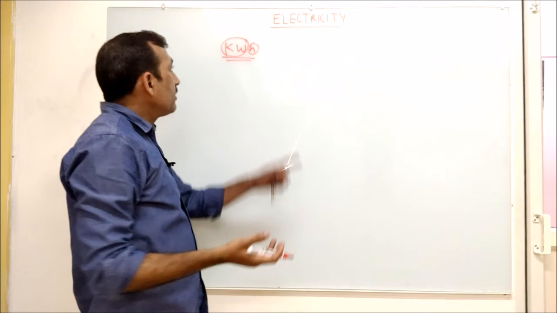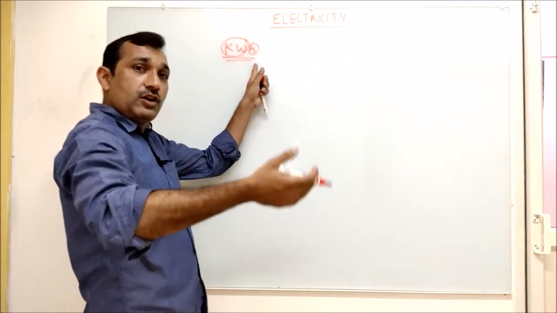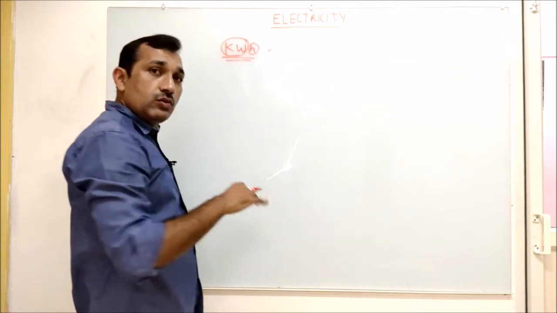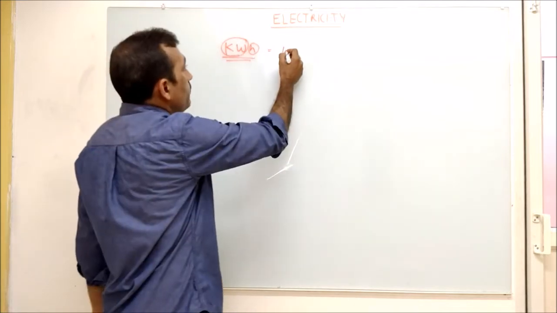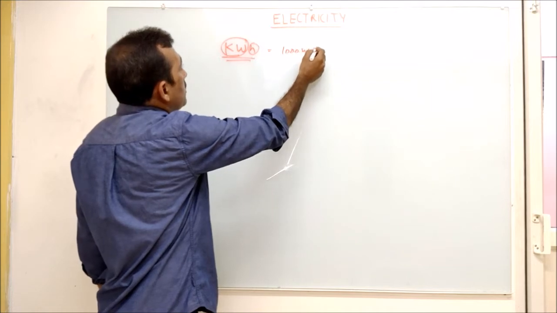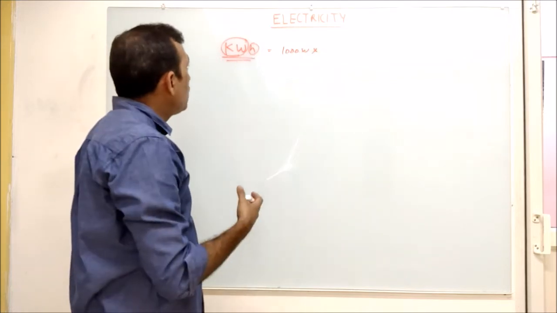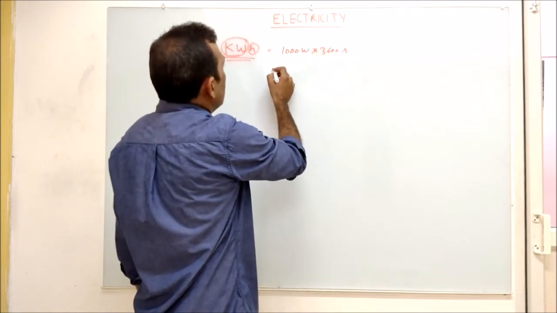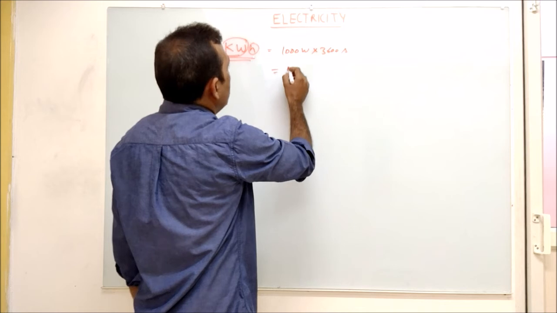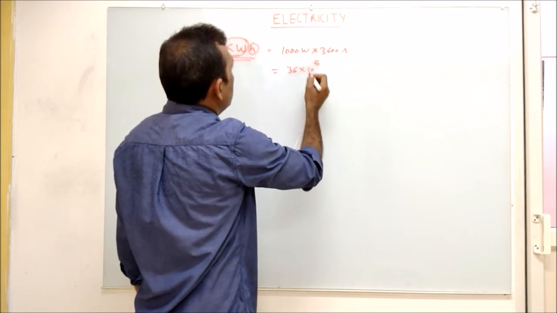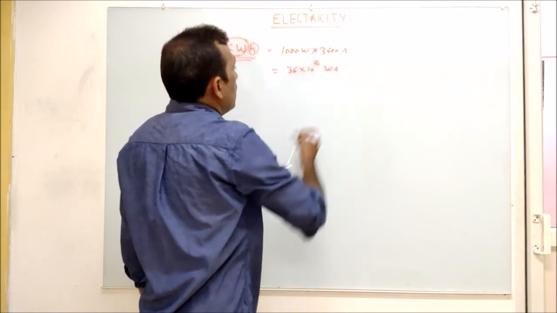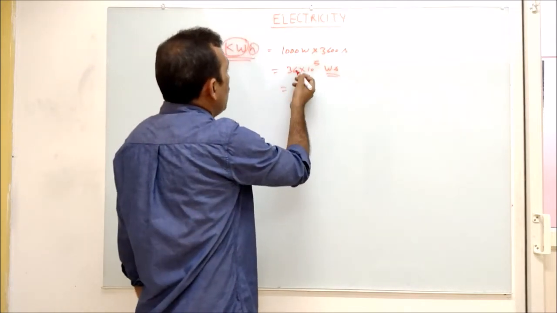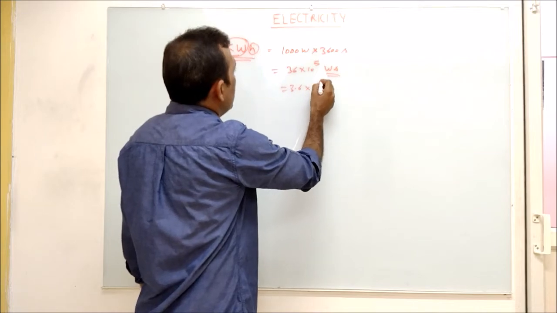If I have to convert, 1 kilowatt hour is equal to how many joules? Let me convert this kilowatt to watts. Kilo means 1000, so 1000 watts into, and hour will be converted to seconds. This is 3600 seconds. So this will become 36 into 10 raised to power 5 watt second. What is watt second? Watt second is joule. So I can write it as 3.6 into 10 raised to power 6 joule.